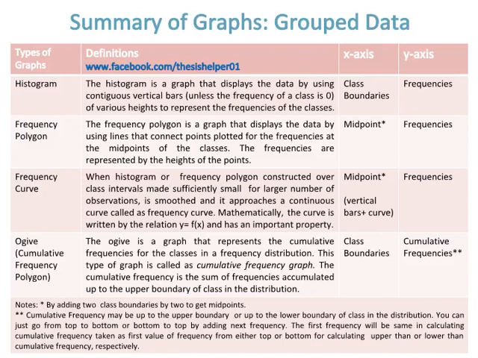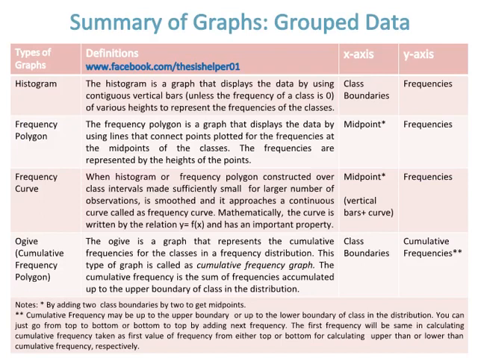When a histogram or frequency polygon is constructed over class intervals made sufficiently small for a larger number of observations, it is smoothed and approaches a continuous curve called the frequency curve. Mathematically, the curve is written by the relation y is equal to f(x) and has an important property. The midpoints are taken on x-axis while frequencies are taken on y-axis.